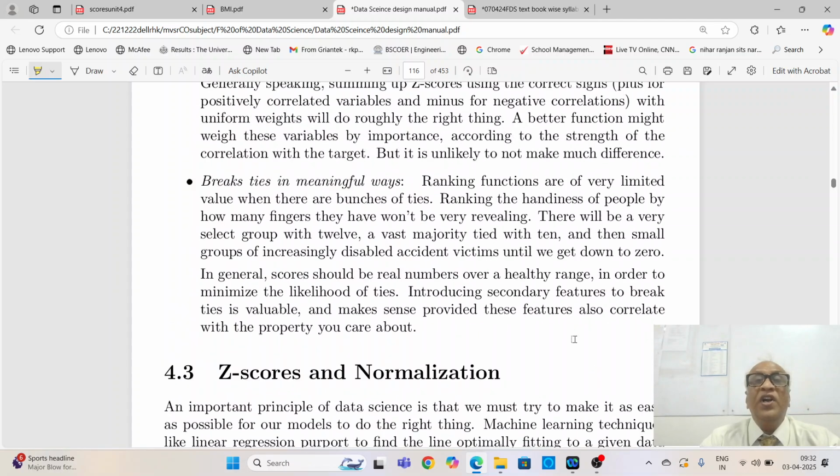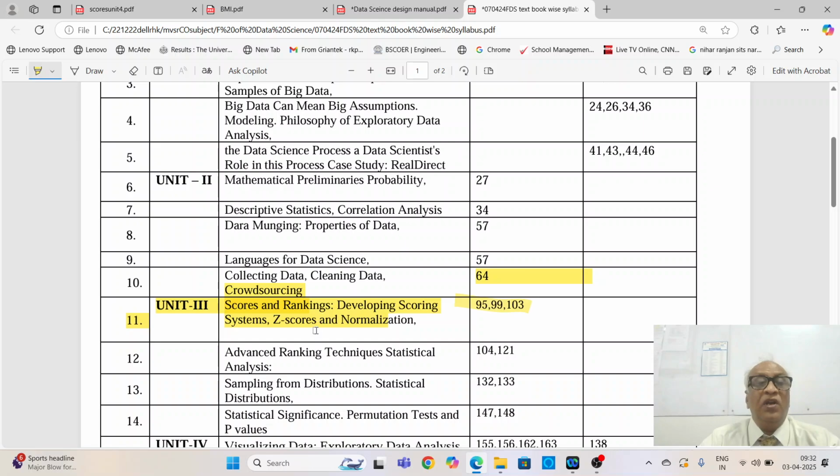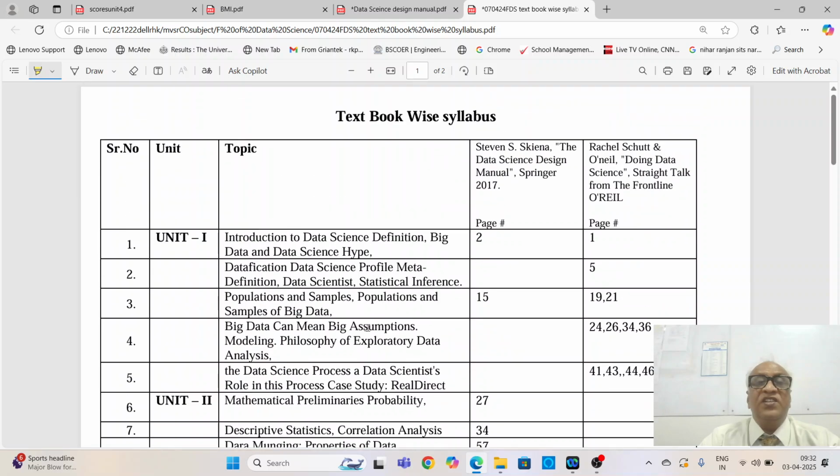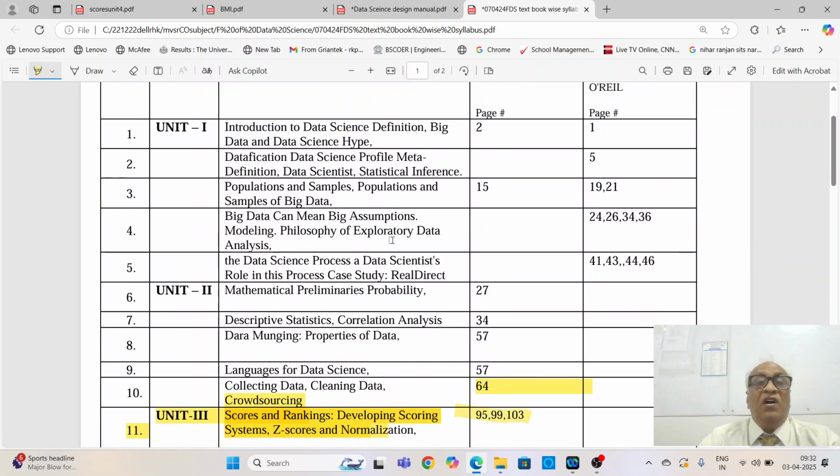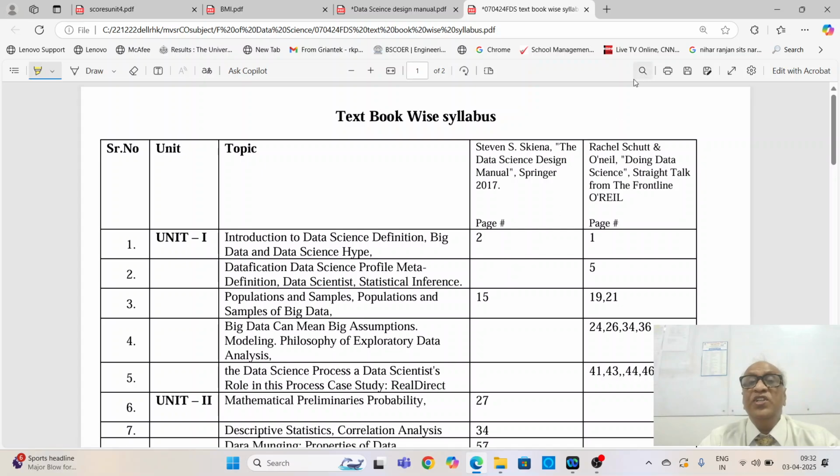So this is a small discussion on the topic of scores and rankings, how to develop good scores, and what a z-score is. We started this discussion for the subject Fundamentals of Data Science, using the book Data Science Design Manual by Steven Skiena. Thank you.